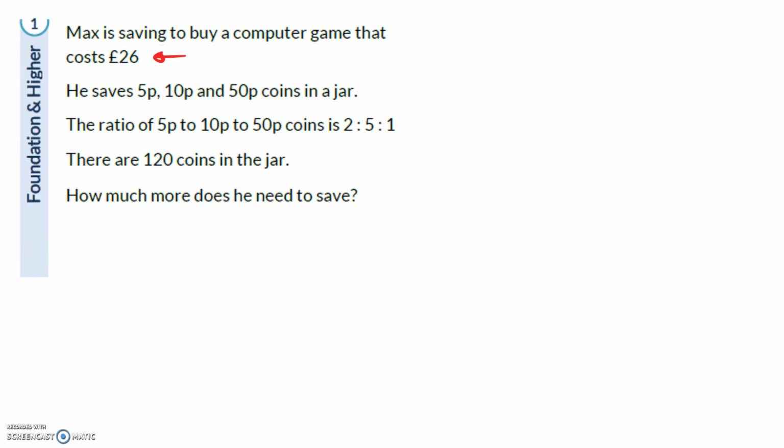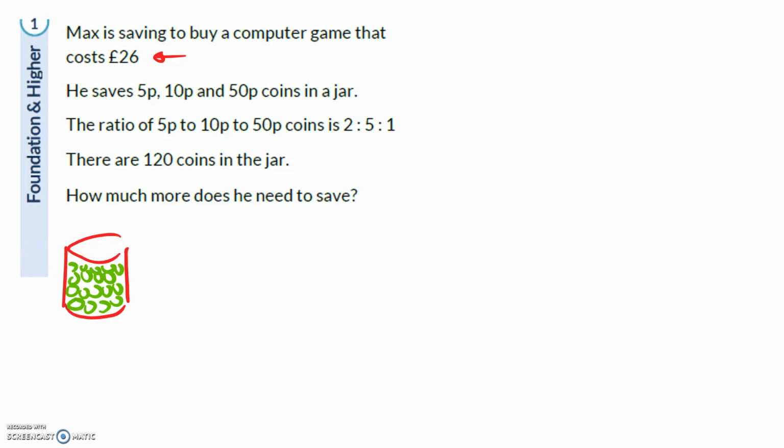Anyway, what's he done? He saves 5p, 10p, 50p coins in a jar. There's his jar. And he's been happily plopping the coins in. He's so excited. He's saving and he's saving. Has he got enough yet? Can we buy the game?